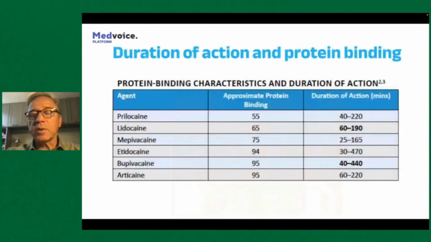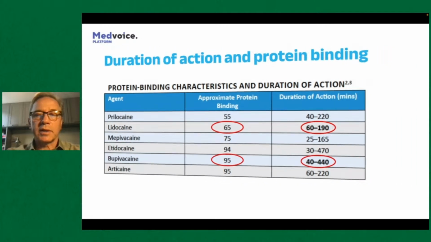Duration of action, as we said, is determined by protein binding. Let's have a look again. Protein binding of lidocaine is only 65%. Hence, the duration of action is anything between 60 to 190 minutes, depending on where you inject it. But bupivacaine is 95% protein bound. Hence, the duration of action, again depending on where you inject it, can last up to 440 minutes, a lot longer than lidocaine. I'm not going to compare everything, I'm just comparing the most widespread types of local anesthetics.